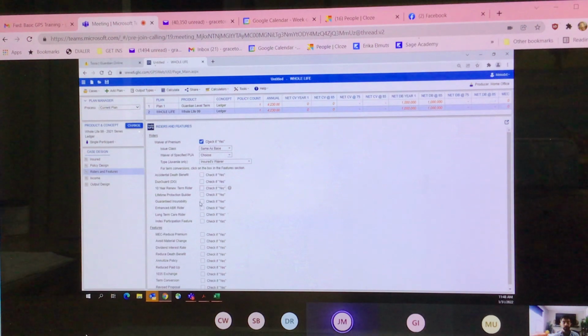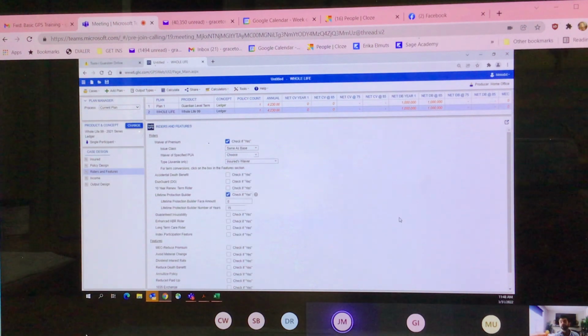Lifetime protection builder, another term rider. This is going to be a reducing term, so it's good for 15 years. Let's say we put in $900,000, doing 900 just for easy math. Every 5 years, a third of that 900, or a third of that death benefit, will fall off.